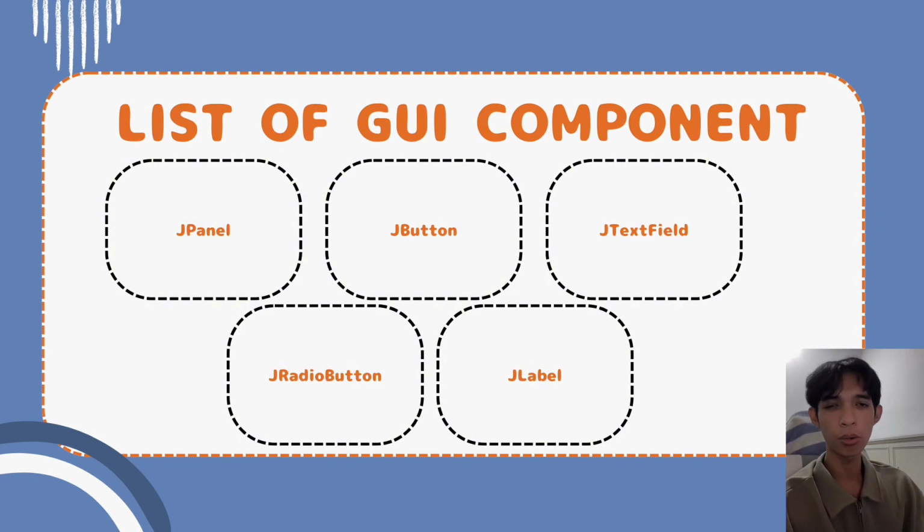And the second and third ones are the JButton and the JRadioButton, which technically allow the user to interact with the interface. And then we have the JLabel, which is used to display any text or image. And the last one is the JTextField, which allows the user to input data, like setting up the traffic timer inside our system.